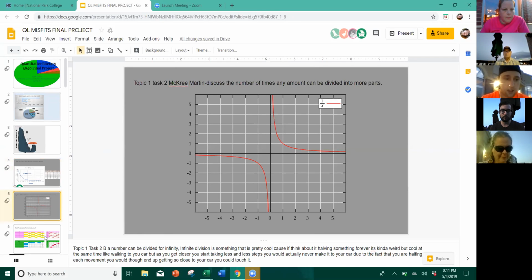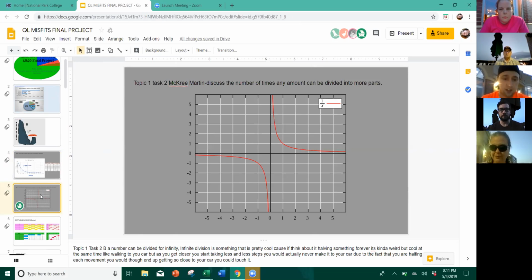Great. And then this is a... so the number of times any amount can be divided, it can basically go on for infinity because it can keep on getting smaller by decimals. So it's actually pretty cool because if you think about having something like that go on and on forever mathematically, it's weird. But it's like if you're walking to your car out in the parking lot, and as you keep on going, you're only taking half steps from what you last took, so you never actually end up making it to your car, but you're getting really, really close each time.